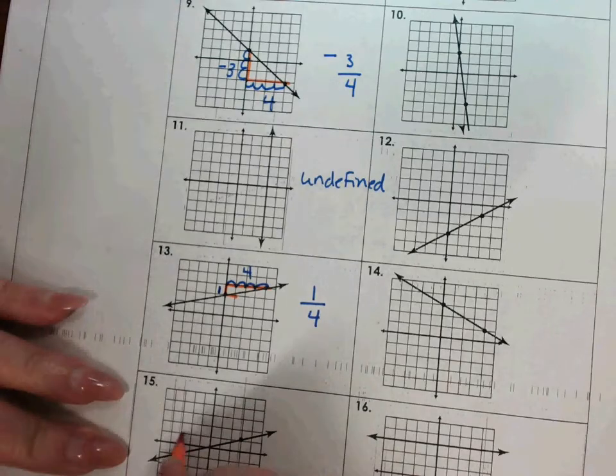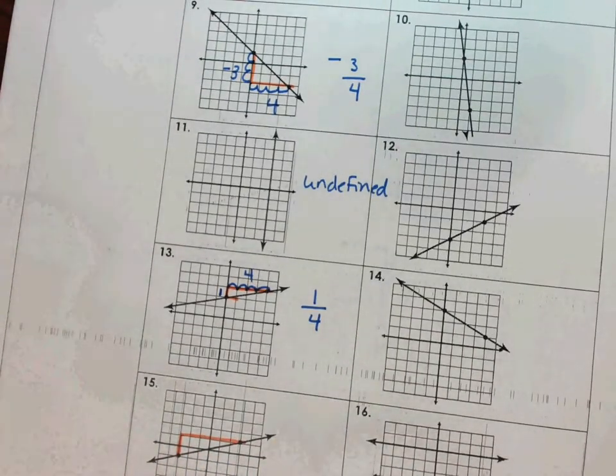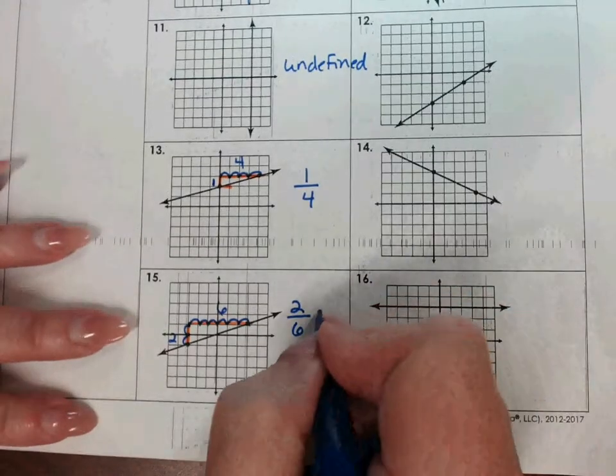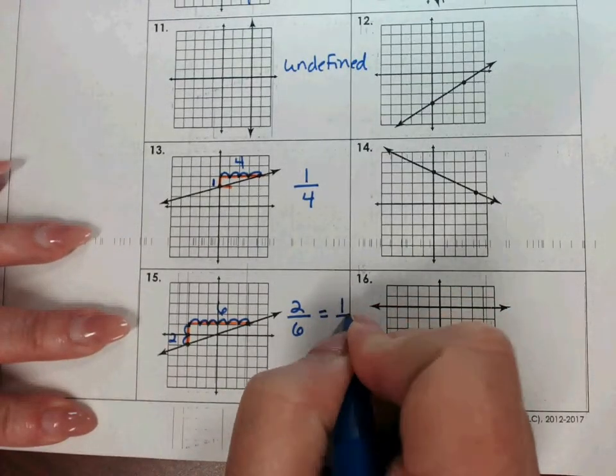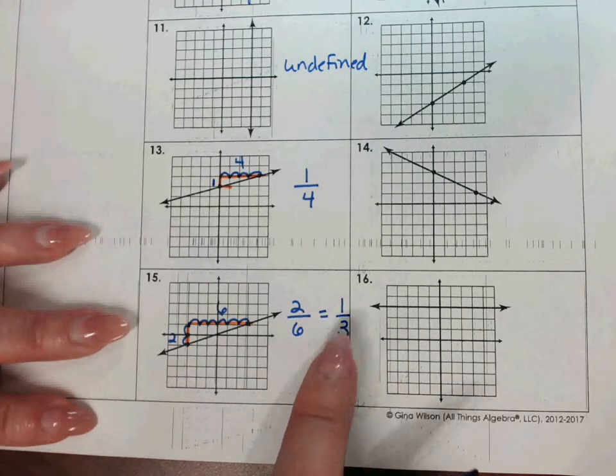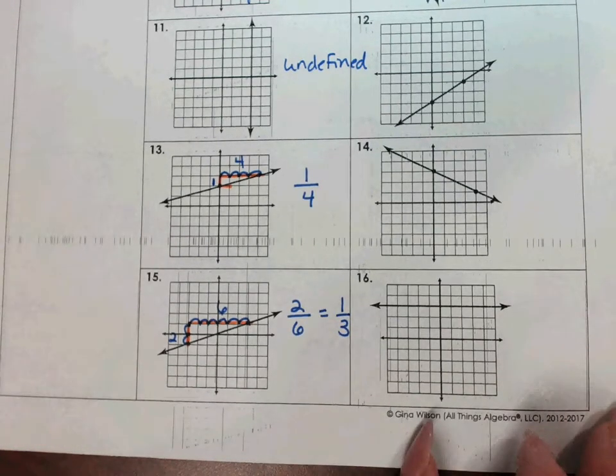This one, here's my triangle connecting my 2 points. I am going up 2 and over 1, 2, 3, 4, 5, 6. Rise over run, 2 over 6. Now if I put this into my calculator and hit enter, it's going to reduce it to 1/3 for me. So this is actually the slope in simplest form. You always want to make sure you get it in simplest form. Okay.